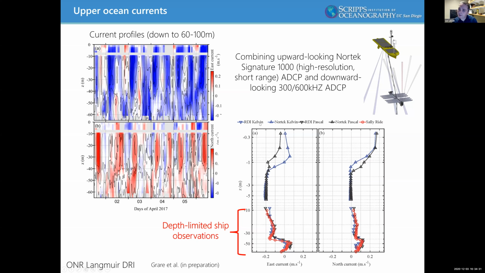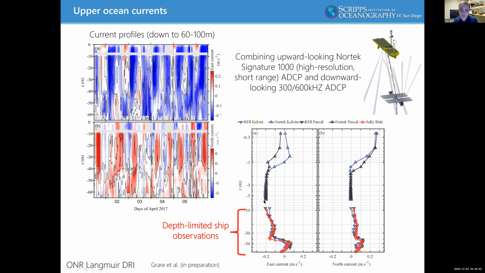In that case, we have two wave gliders. So these are the black and the blue line. This is the Signature 1000 pointing up, and this part here is the ADCP pointing down. And the red line is data from the satellite that was close by. And you see for the deep water measurement, it looks really good. We have a very good agreement.